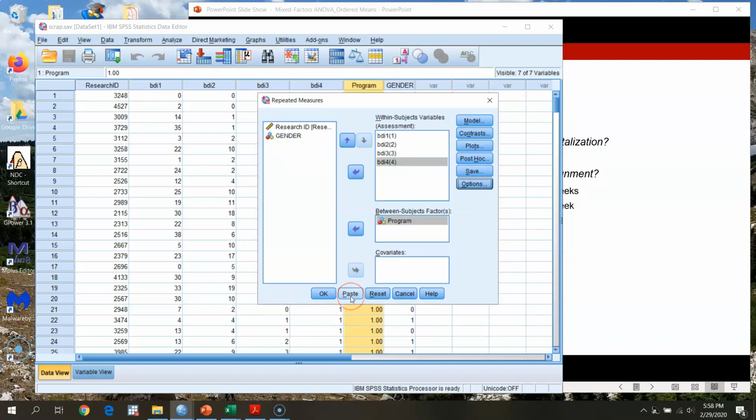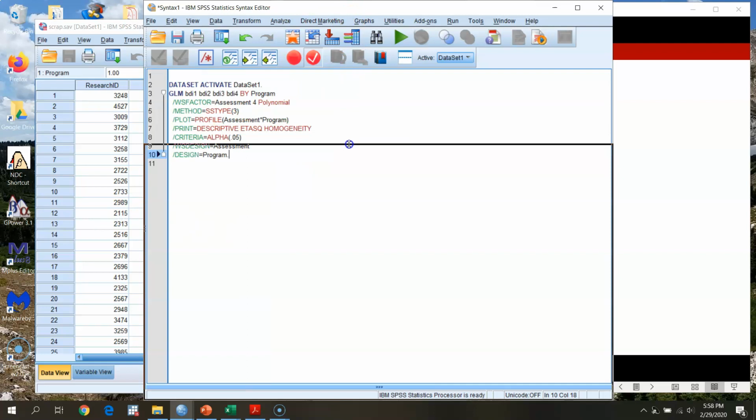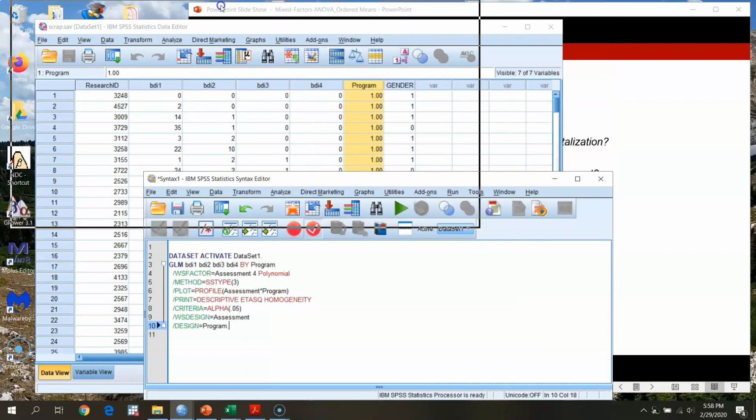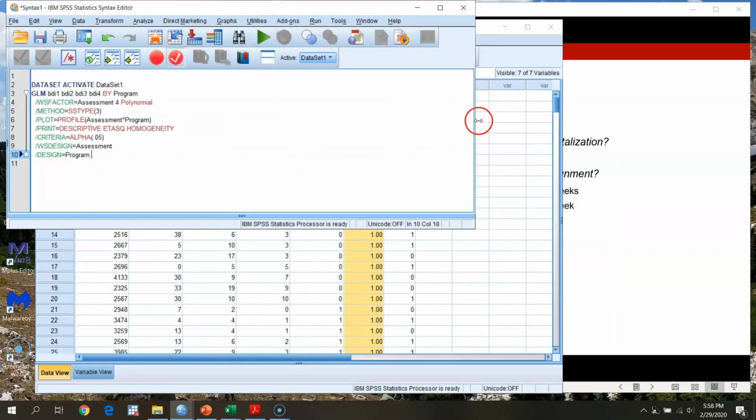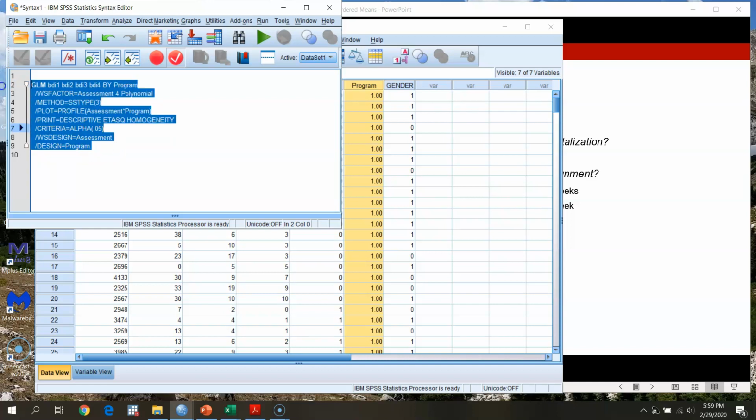And then I'm going to paste this to a syntax file. So I'm going to paste this up. We've got keeping track of the analyses that we're running. So move that right up here. Okay, so this is going to give us our omnibus mixed factors ANOVA model for these data. So I'm going to run it.